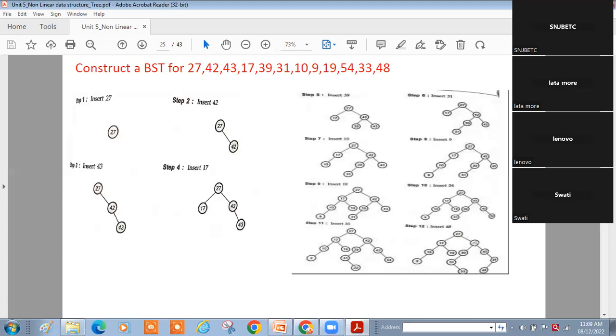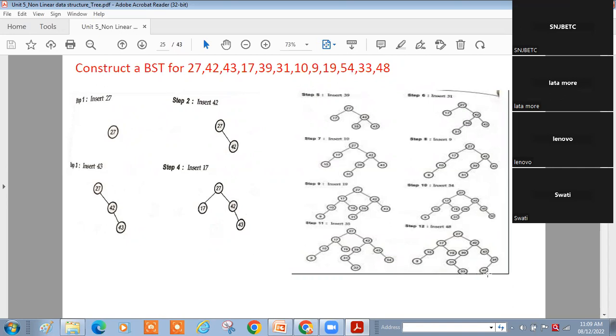So on the right hand you are having 42. So again compare it with 42. 48 is greater than 42, so come again to the right hand. Again on the right hand we are having 43. It is again greater than 43. So go again to the right hand. There is 54. So for 54, 48 is less. So move to the left hand.